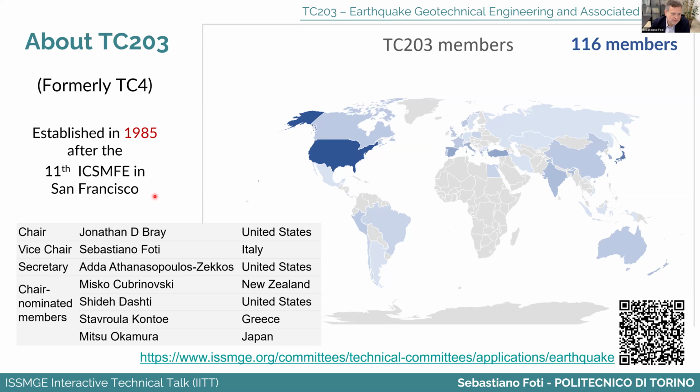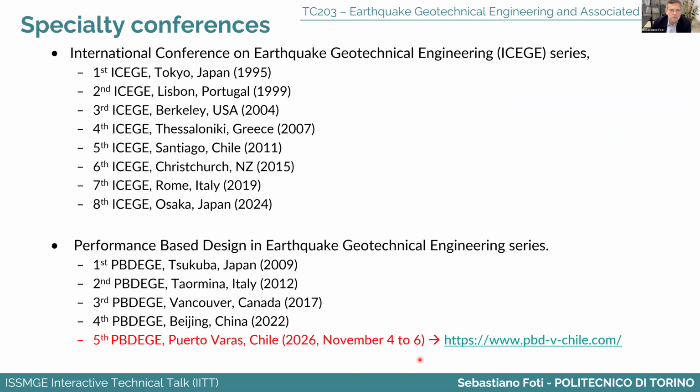This is the composition of the leading group currently of TC203. The chair is John Bray, University of Berkeley in the United States. And then Ada Athanasopoulos Zekos is the secretary, and this is the board that is composed by 4 nominated members. Here you find also the link to our website within the ISSMGE website, and you can access also through the QR code.